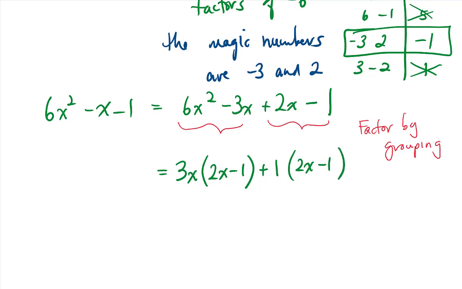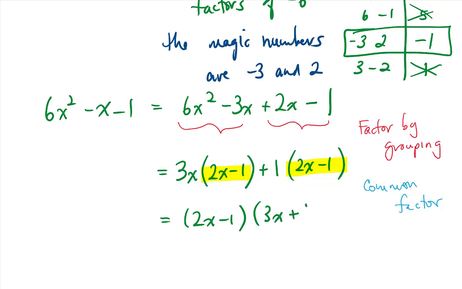Notice that we now have 3x times 2x minus 1 plus 1 times 2x minus 1. So now we can common factor. Our common factor we now see is 2x minus 1. And what's left over is our 3x plus 1. And notice we now have our quadratic in factored form.